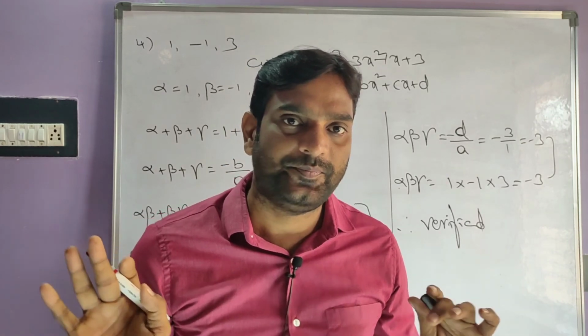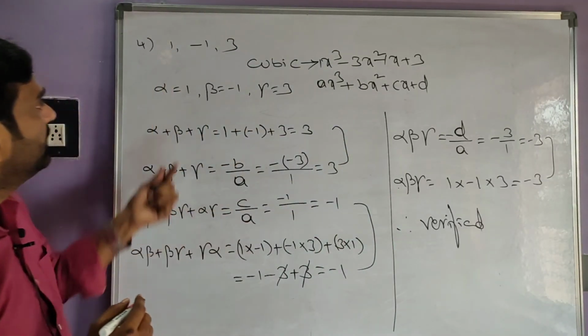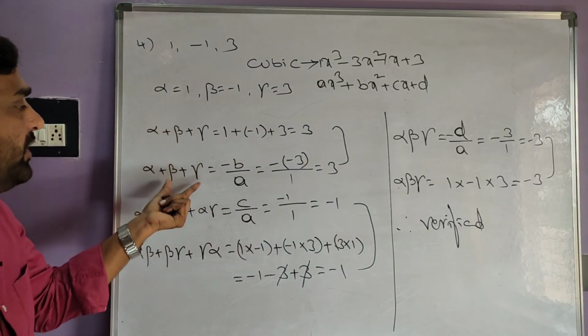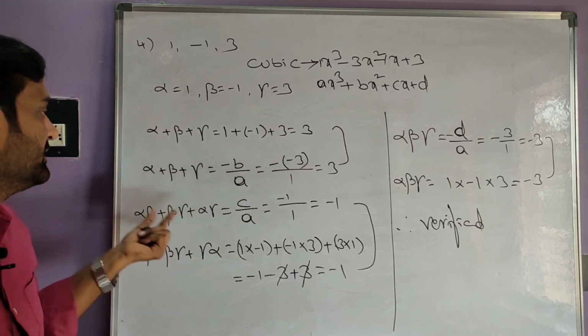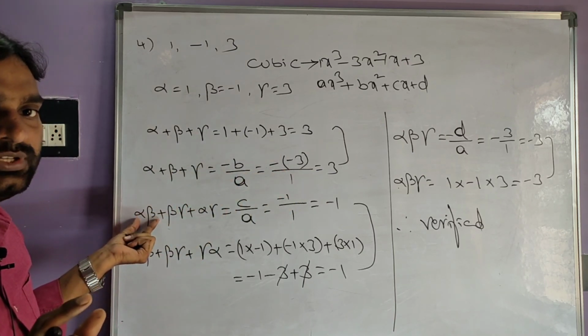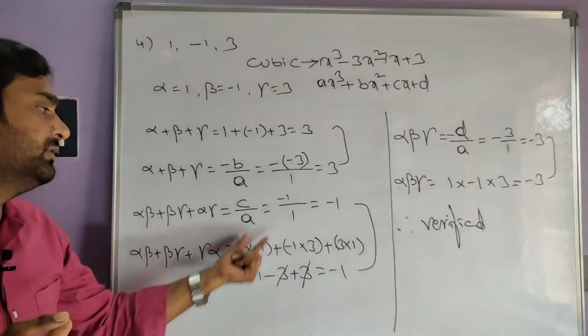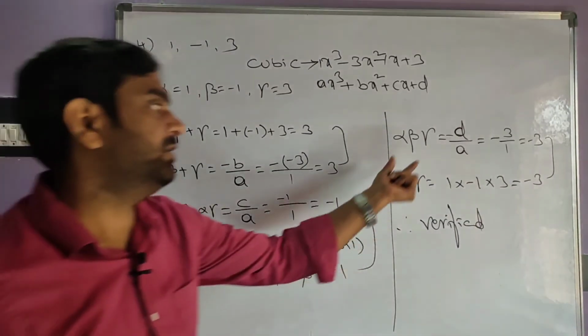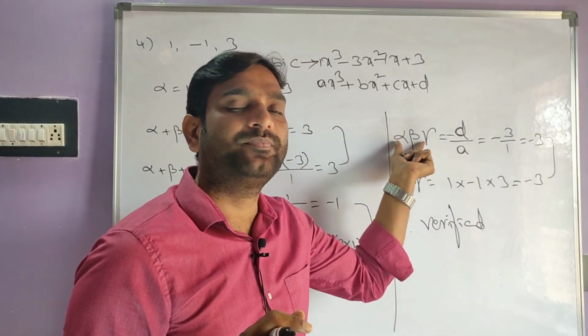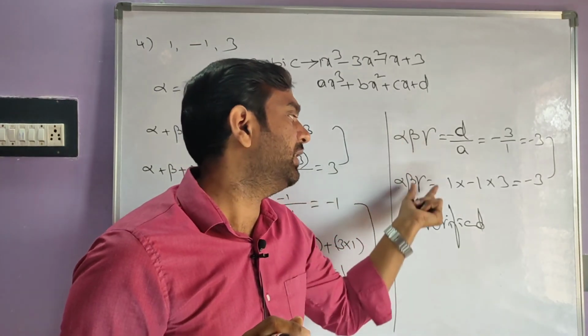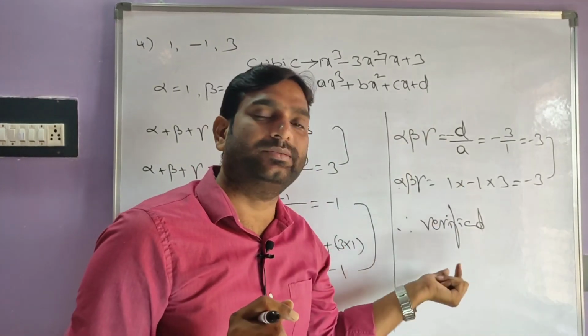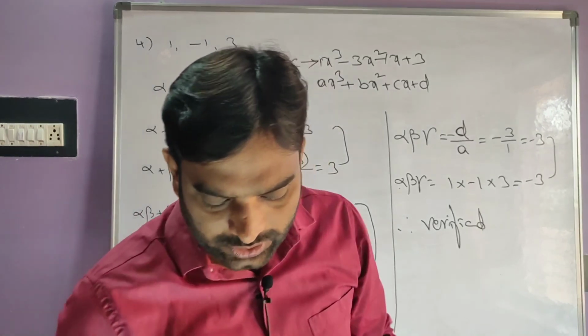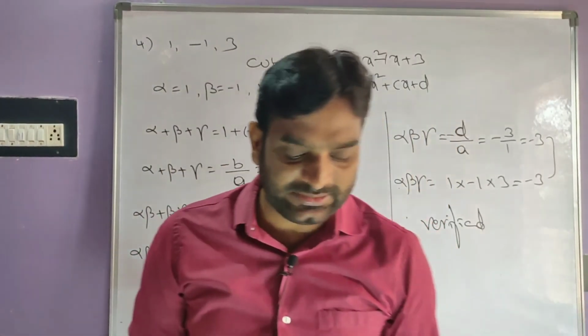Is that clear? The sum of the zeros by coefficients, the sum of the products of two zeros by coefficients, we got these are the same, and the product alpha into beta into gamma, product of roots and by coefficients, we got the same. Okay friends, by this, exercise 3.3 is completed.